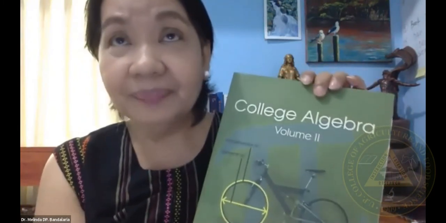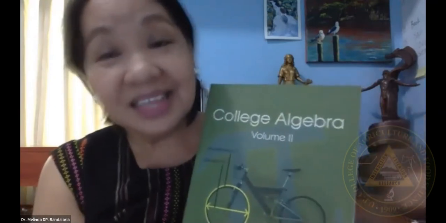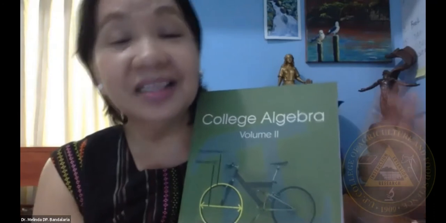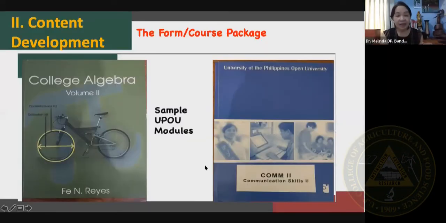But note that we were producing this during the early years of UPOU, printed lahat. But this may still be relevant or appropriate considering the different context of our reviewees. Kung nahirapan sila mag-access sa internet, this can still be a format which we can consider as our output for this exercise that we are doing. So yan yung mga examples natin. So later I can further discuss that.